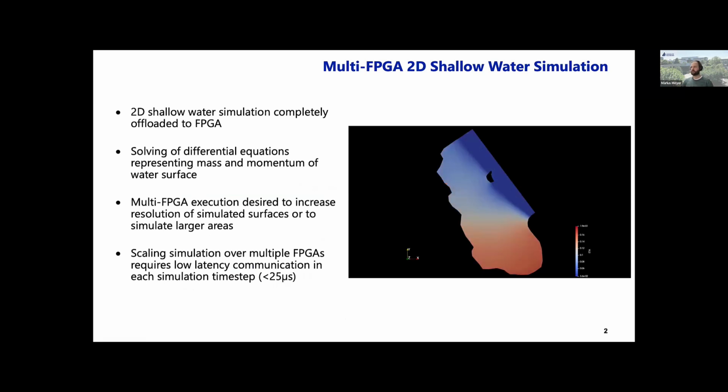The simulation that I used to extend with ACCL was already available and implemented in OpenCL. The whole simulation loop is offloaded on the FPGA, so the whole data that's required for the simulation is located in the on-chip memory of the FPGA. This also means that if we want to scale, for example, to higher resolutions of the used surface or mesh, or if we want to simulate larger areas, we may need to split the whole computation over multiple FPGAs. And there ACCL comes in.